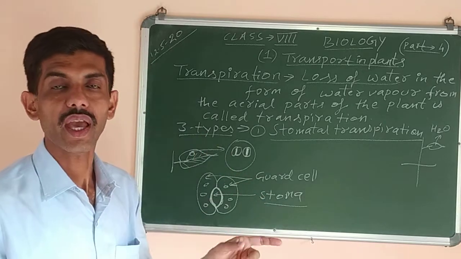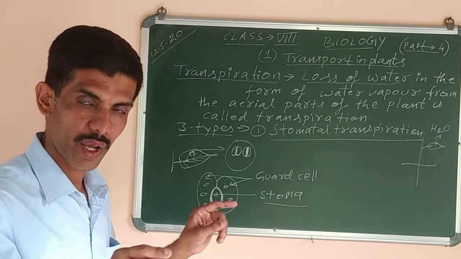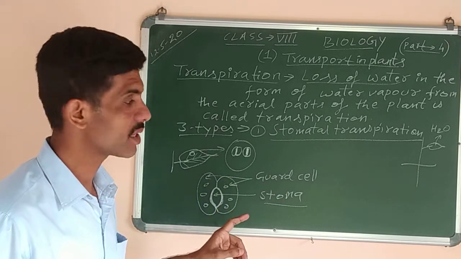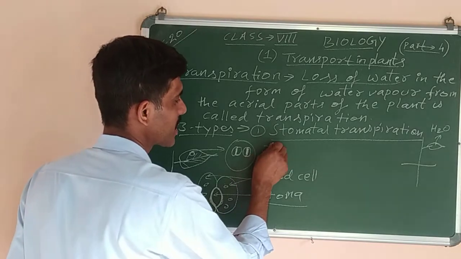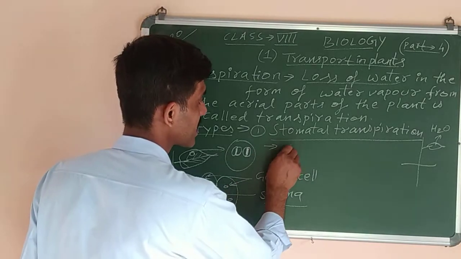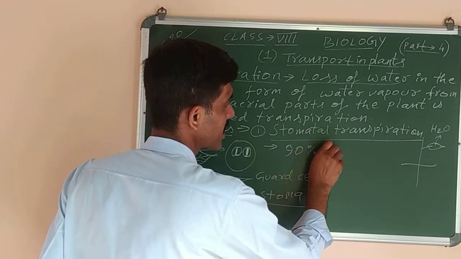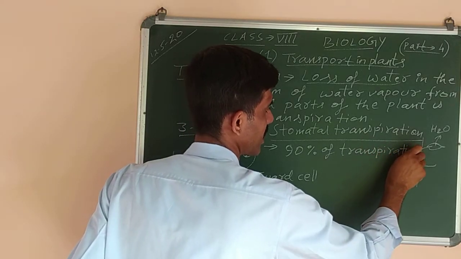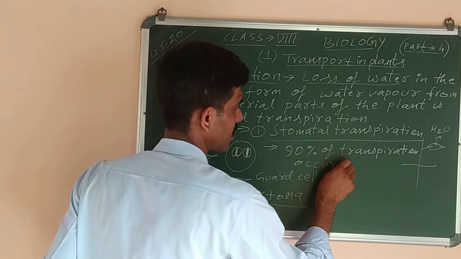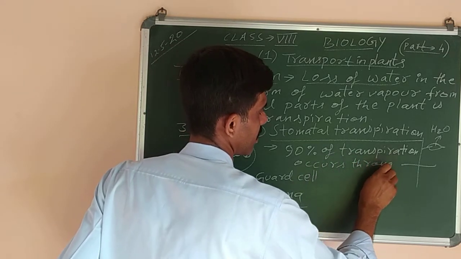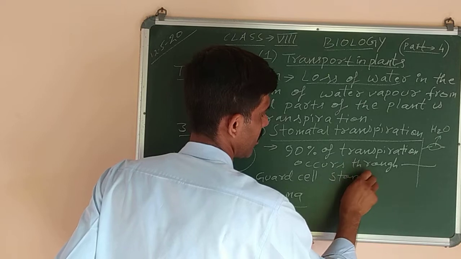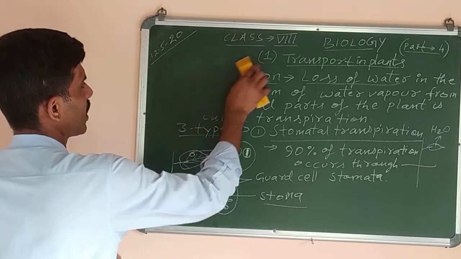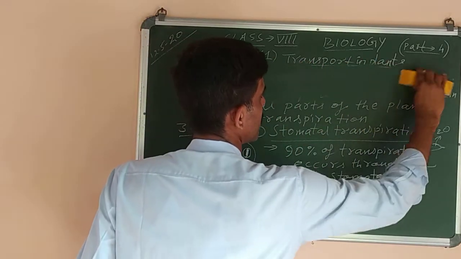They regulate the opening and closing of the stomatal pore. Means stomata will open or it will close. It will be controlled by the turgidity and flaccidity of guard cells. Now, stomatal transpiration, what are the points we can write? 90% of transpiration, means out of 100, 90% of transpiration occurs through stomata. In plants, 90% transpiration occurs through stomata. Now, next heading we can write, what is the definition of stomata?